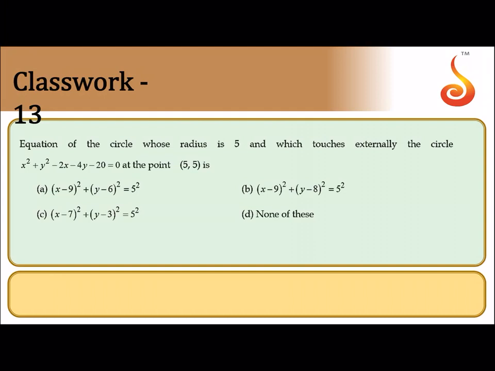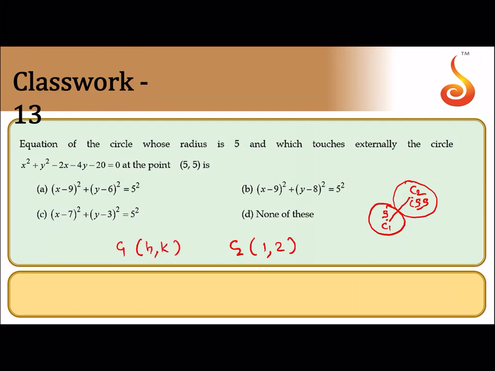Example 13. Equation of a circle whose radius is 5 and touches externally this circle at a point 5, 5. Simple one. This circle is given to you, the center is given as C1. This another circle is given to you, the center is 5, 5. Join this one. This is C2. So, equation of a circle whose radius is equal to 5 and touches externally the circle.